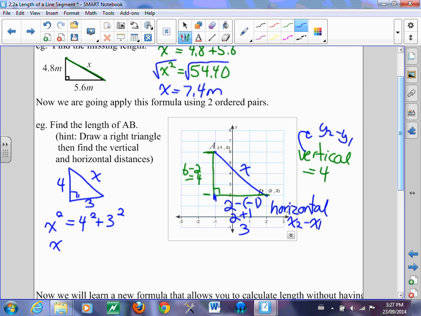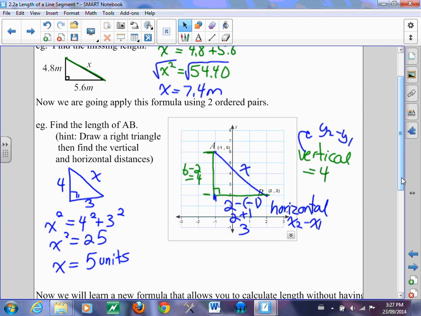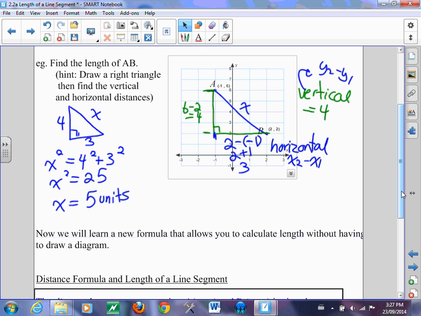Okay? Plugging this in your calculator, x squared equals 25. Take the square root of each side. x equals 5. And we'll just write down units. Awesome. Okay, that seems like a lot of work. What if we don't have a graph? Is what we're going to do now.